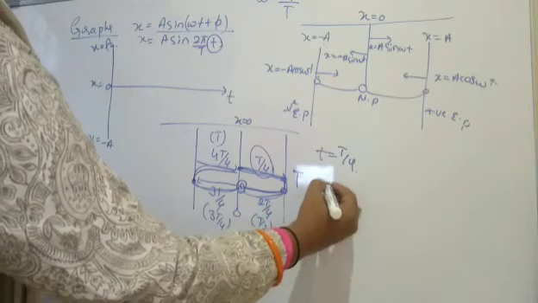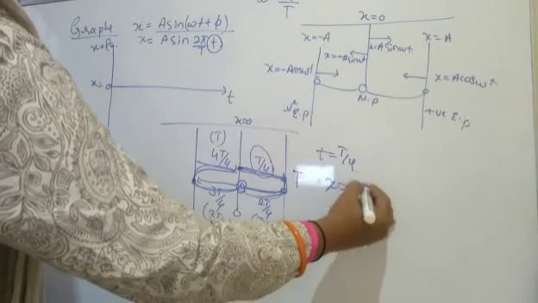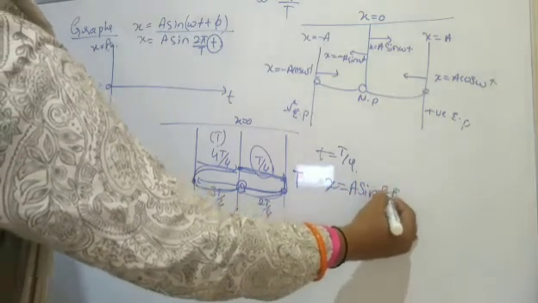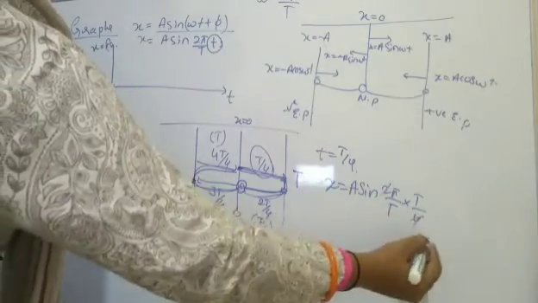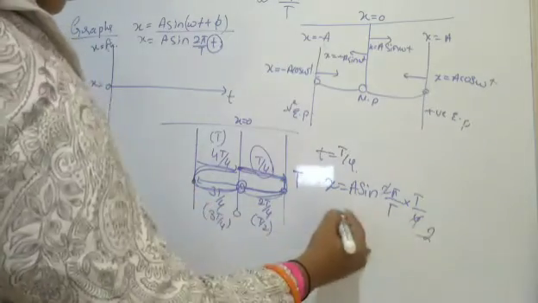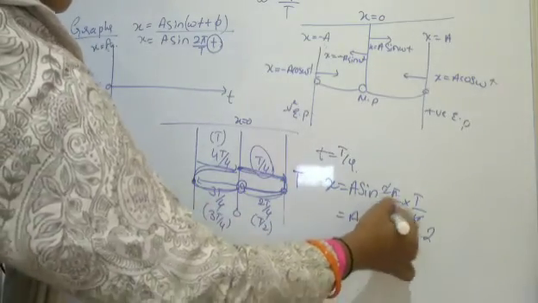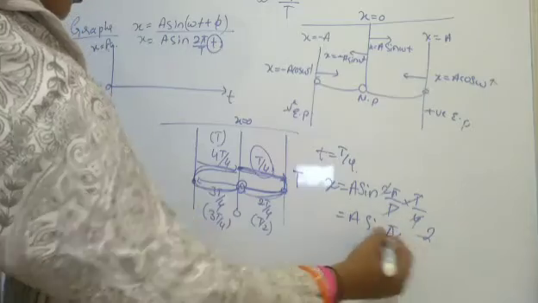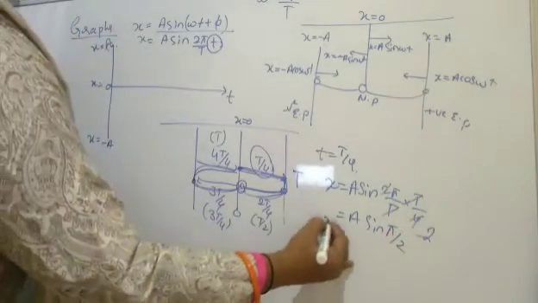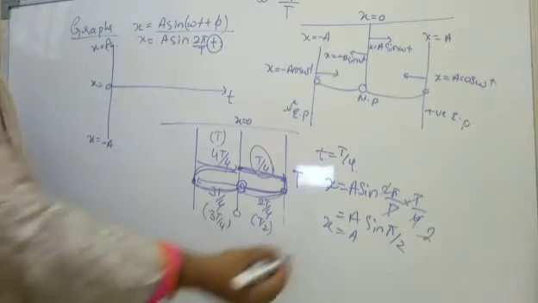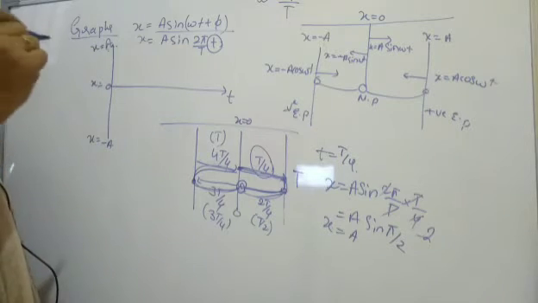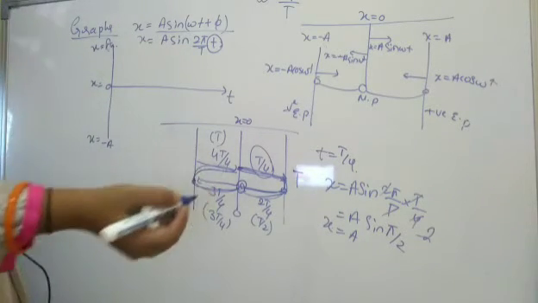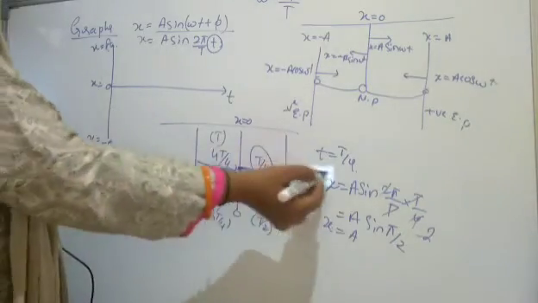Now let us go ahead. x = A sin(2 pi by T into T by 4). The 2 ones are 2, the T cancels, and it remains A sin of pi by 2. So sin pi by 2 is 1. That means x is equal to A, the extreme position, where t is equal to T by 4.